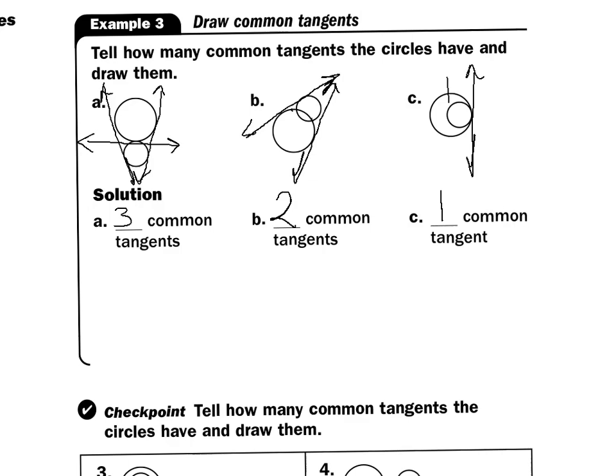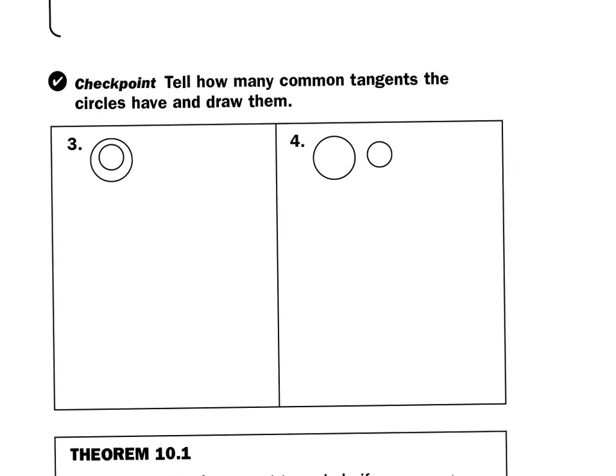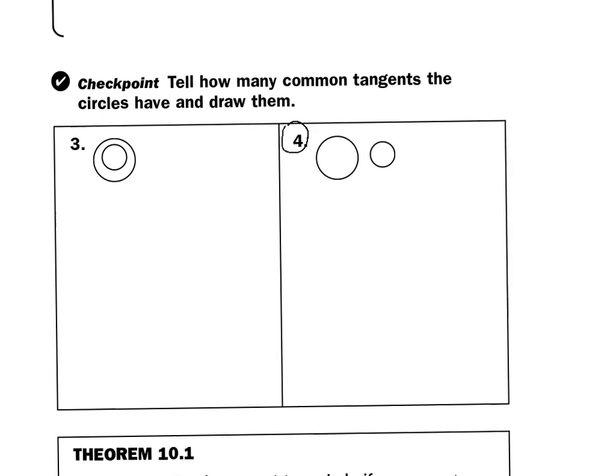Okay, checkpoint. Figure out how much 3 has, and then look at 4. 4 has the same number as the problem number, which is 4. So see if you can figure out how to draw all 4 of those. Then start the video again when you're done.